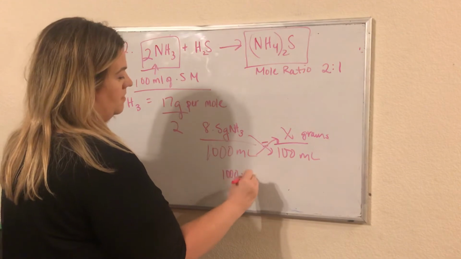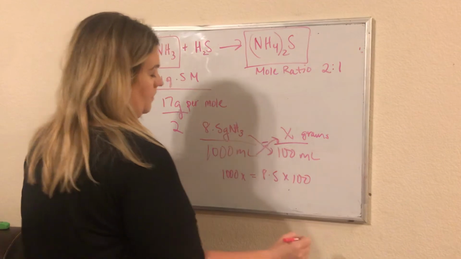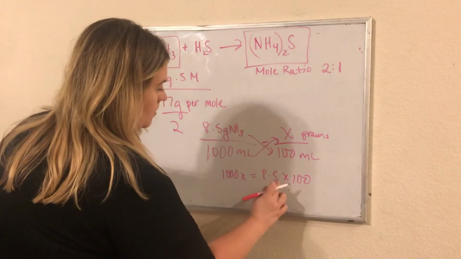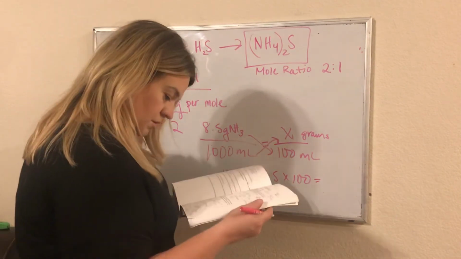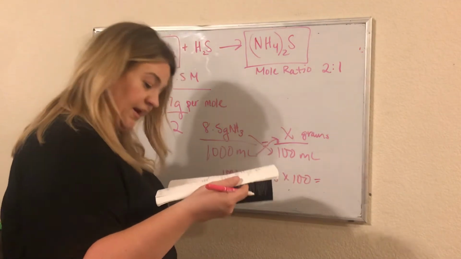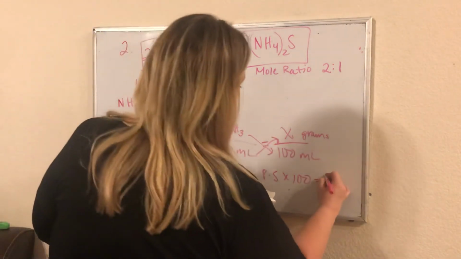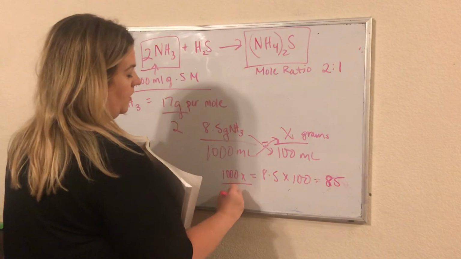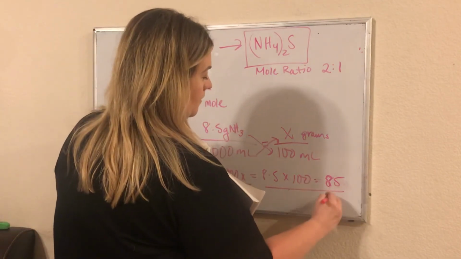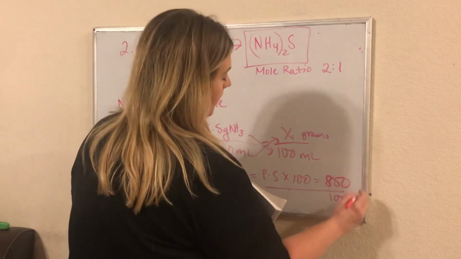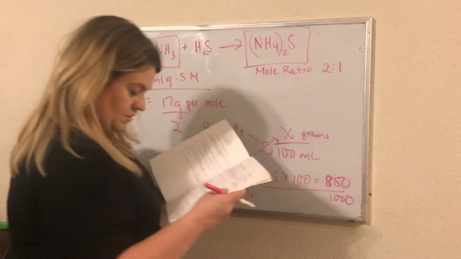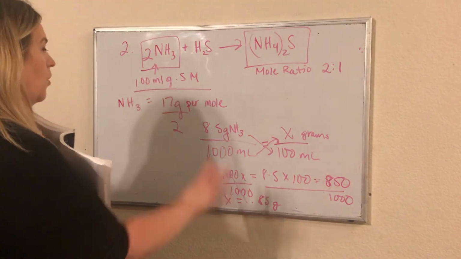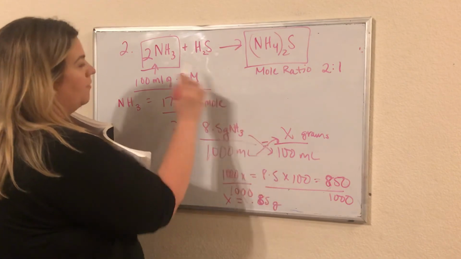So 1,000x equals 8.5 times 100, and then x equals, we'll divide. So 8.5 times 100 equals, what does that equal? I didn't write it down, and I can't think. What is it? 850. Thank you. Well, 8.5 times 100 is 850. Okay. And then we have to divide, we have to get x by itself. So it's 850, and then we're going to divide it by 1,000. And our answer is we have 0.85 grams. That's what we've started with. We started with 0.85 grams of ammonia.